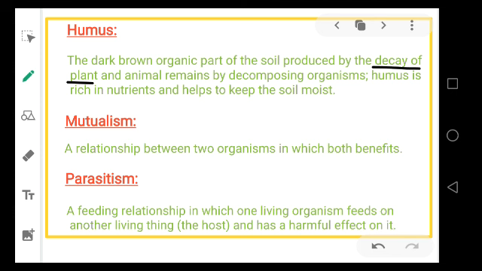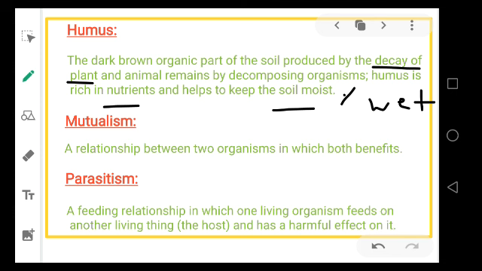Okay, humus is rich in nutrients and helps to keep the soil moist. Moist is another word for wet. Okay, you can also say it means wet. Or it keeps the soil wet and it is rich in nutrients. Okay, it contains many nutrients. So rich means it contains many nutrients.